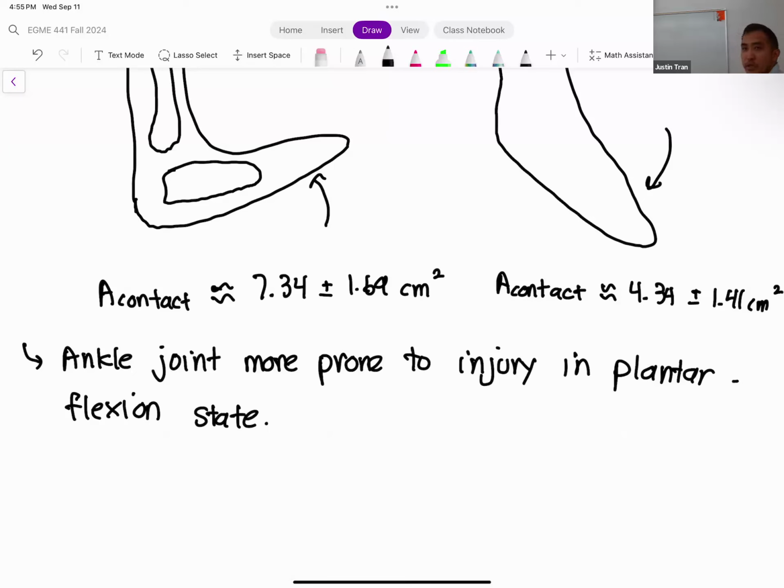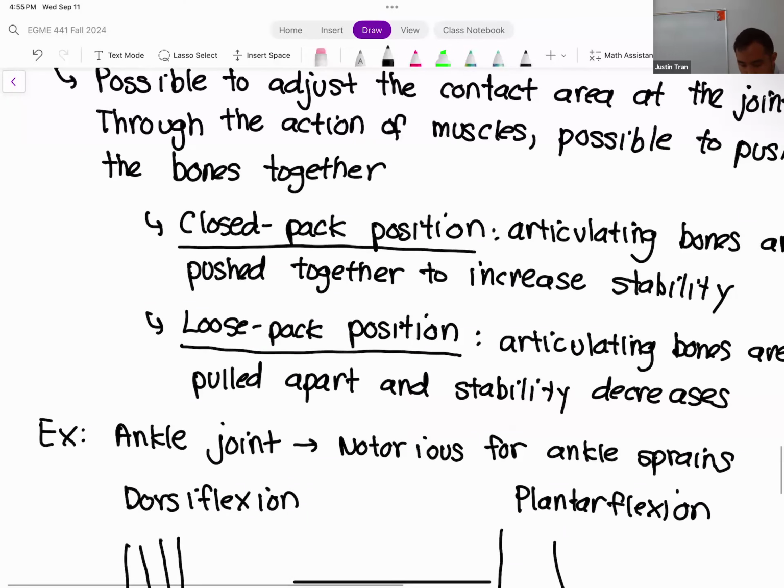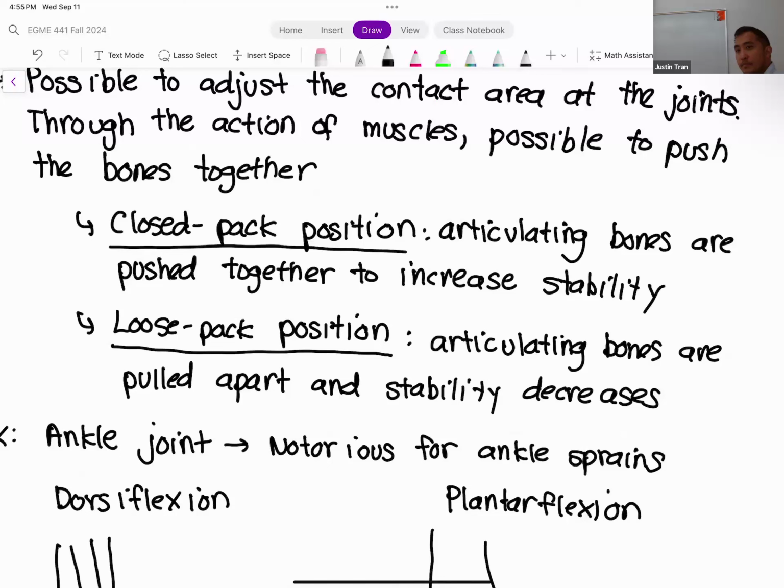All right. Any questions on this? Yeah. So going back to the close pack and loose pack position, given your femoral head, say you think about deep tissue, like your psoas muscle release. Is that an example of close pack or loose pack?